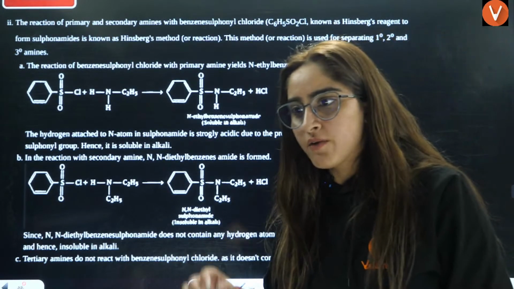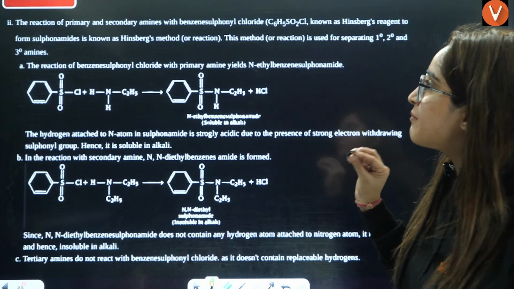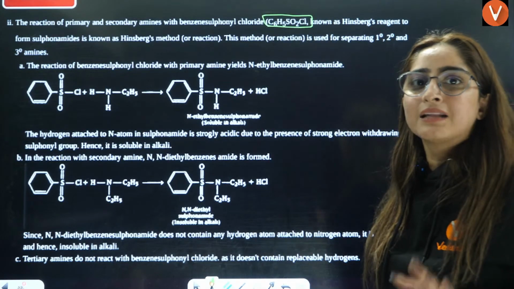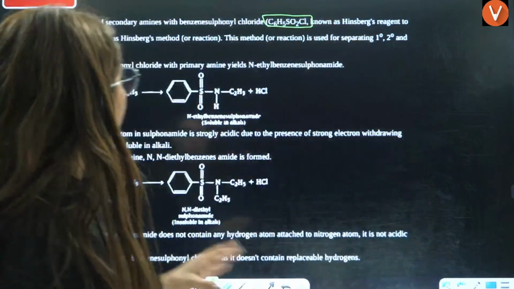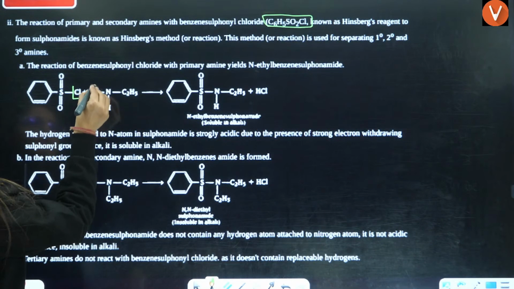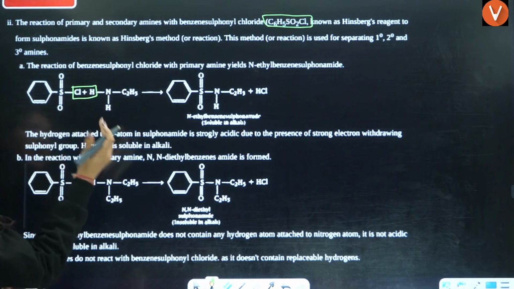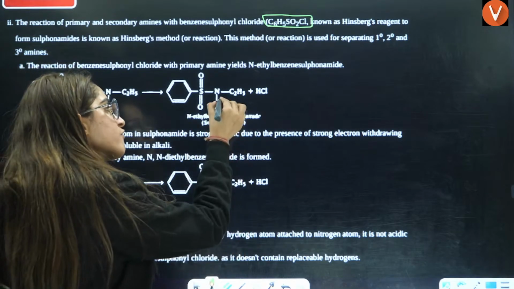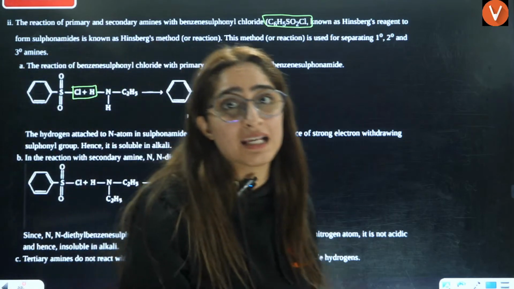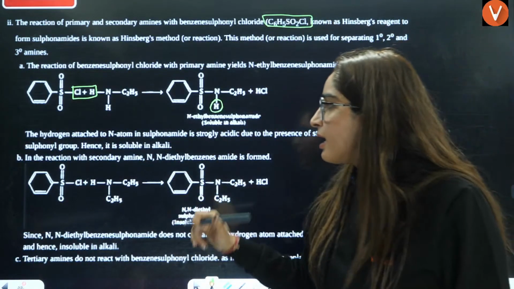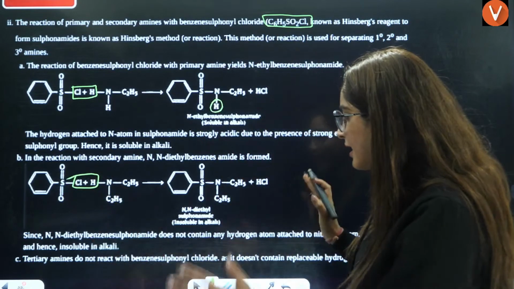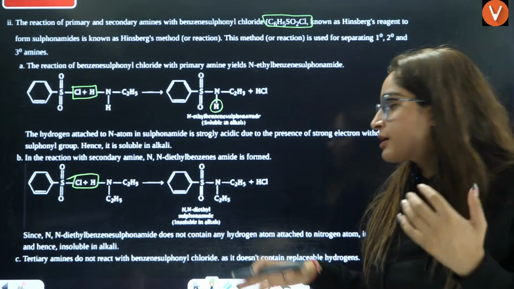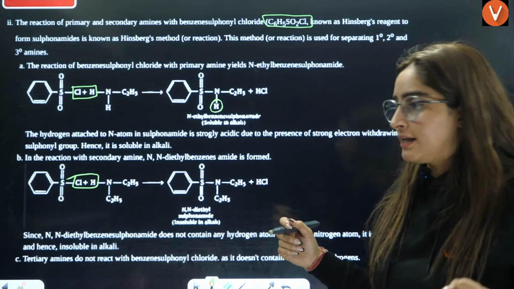So basically, what we have here is the reaction of primary and secondary amines with benzene sulfonyl chloride, C6H5SO2Cl. This is the Hinsberg reagent. So what will happen here? This HCl will be eliminated, and this will attach together. For the primary amine, in the product also on nitrogen you have 1 hydrogen. That means this is soluble in alkali. Here also, eliminate this hydrogen from here and attach them. Here on this nitrogen, there is no hydrogen. That means this will be insoluble in alkali.